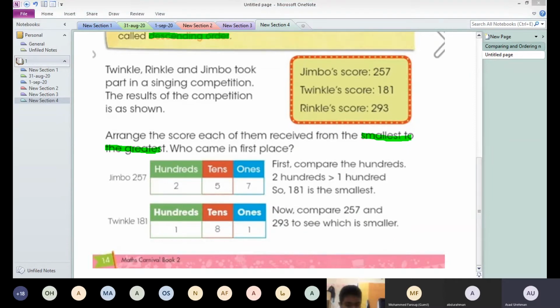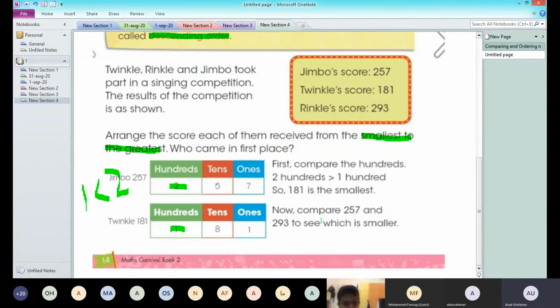Then I will check the other girls. Twinkle is having 181. So this is 2 and this is 1. That means 1 is less than 2. That means 181 is less than 257. Now I need to check with the third one.